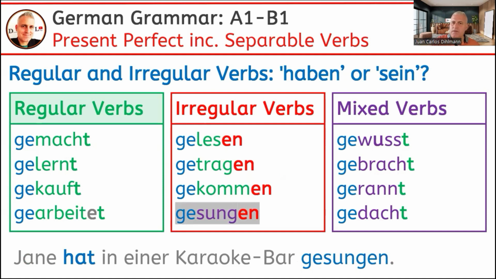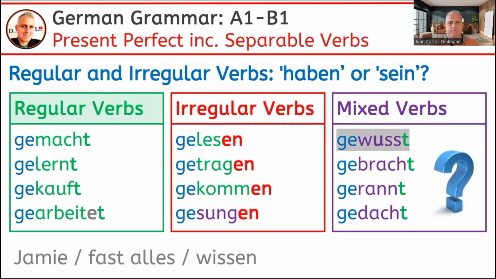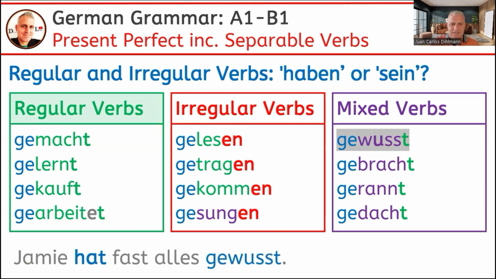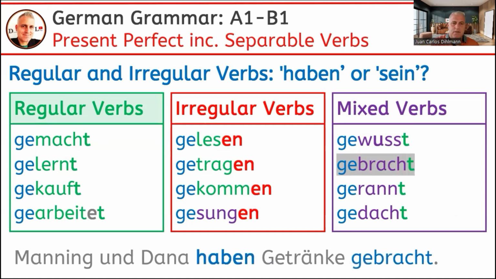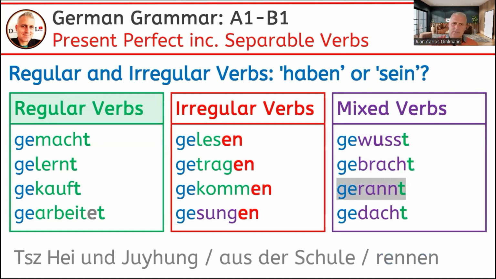Now let's practice with mixed verbs. Gewusst. Let's see if you know it. Jamie hat fast alles gewusst. Gebracht. What's correct? Manning und Dana haben Getränke gebracht. Gerannt.